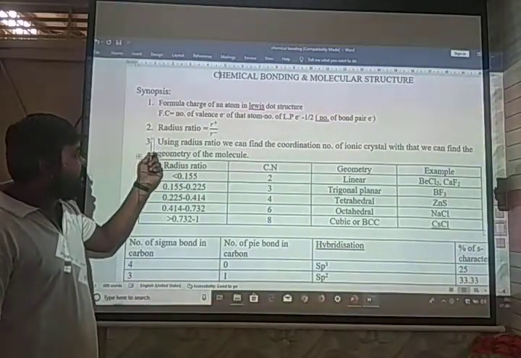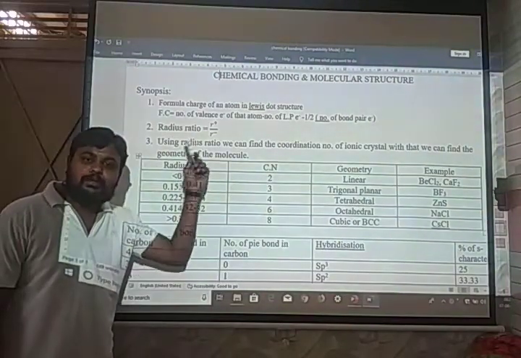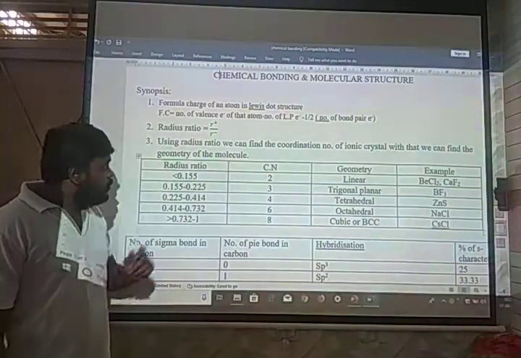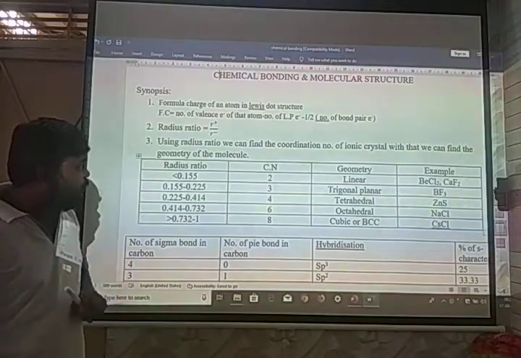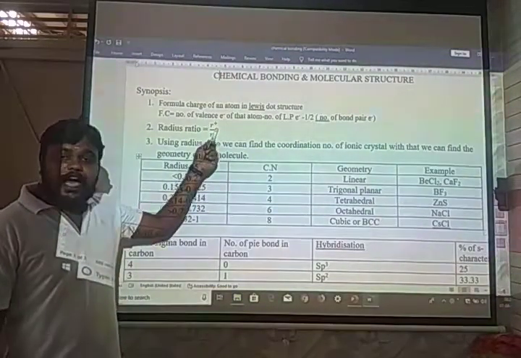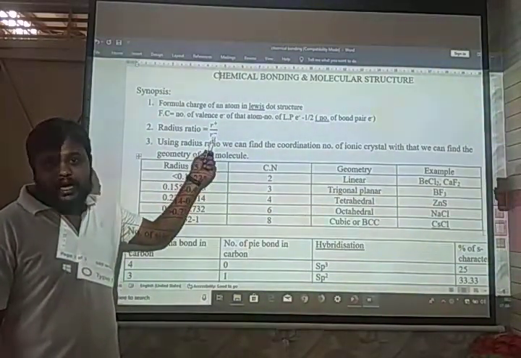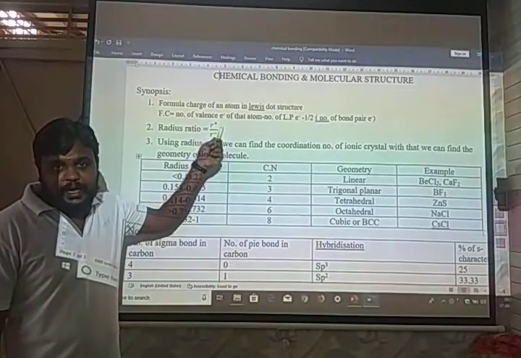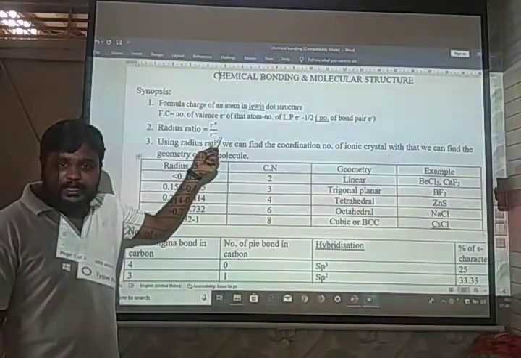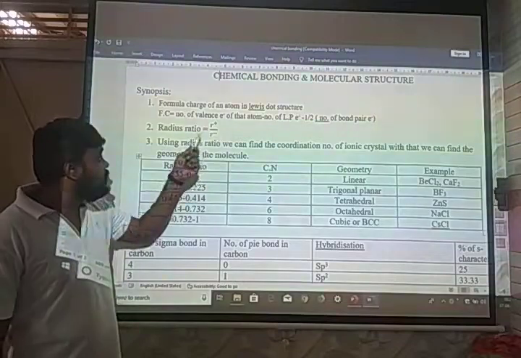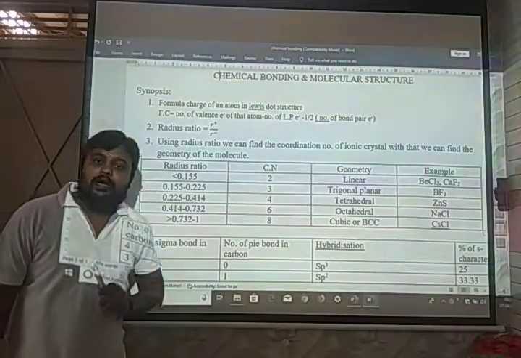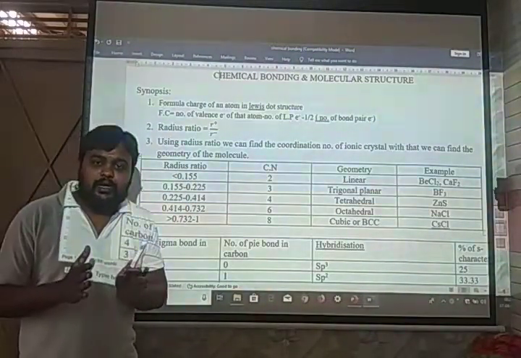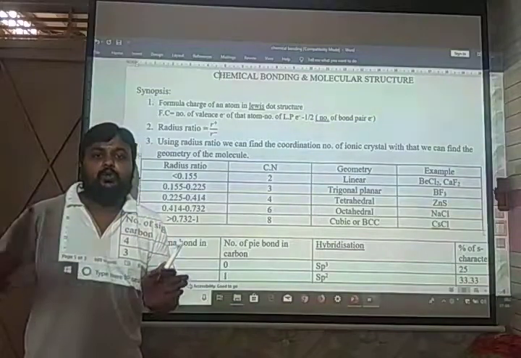And the next point here is the radius ratio. This point also comes under the ionic bond. Radius ratio can be calculated using a formula: radius of cation by radius of anion. A very interesting point. Actually, this radius ratio value lies between 0 to 1.